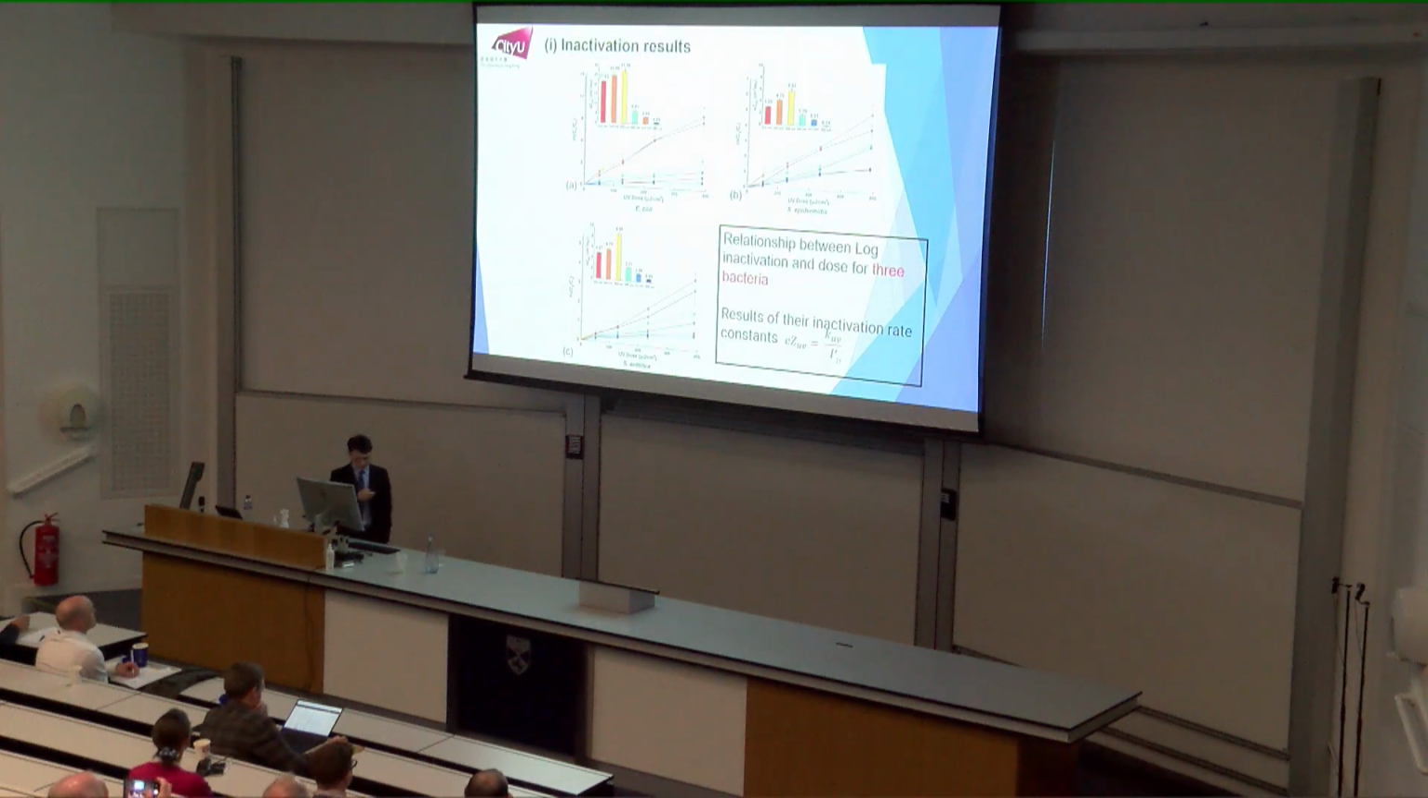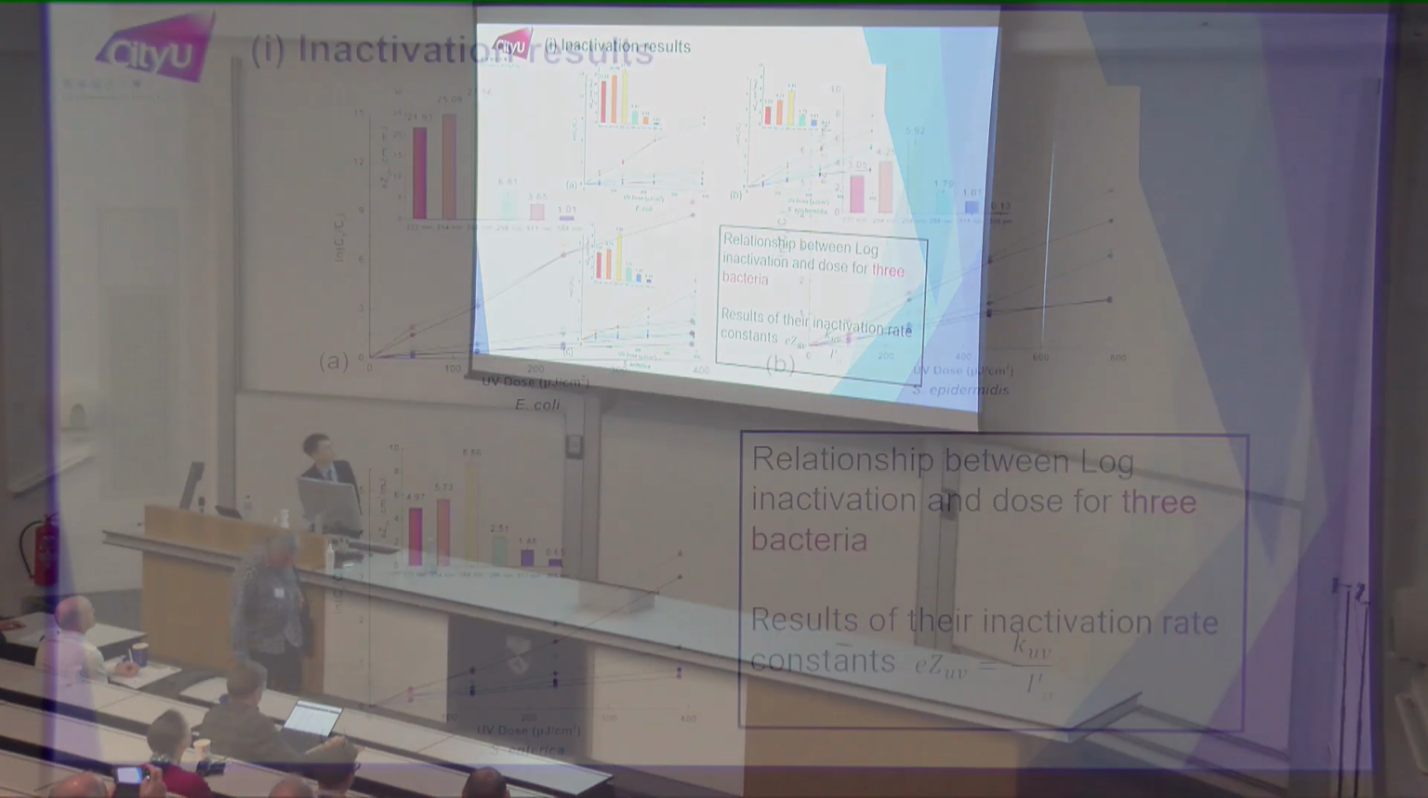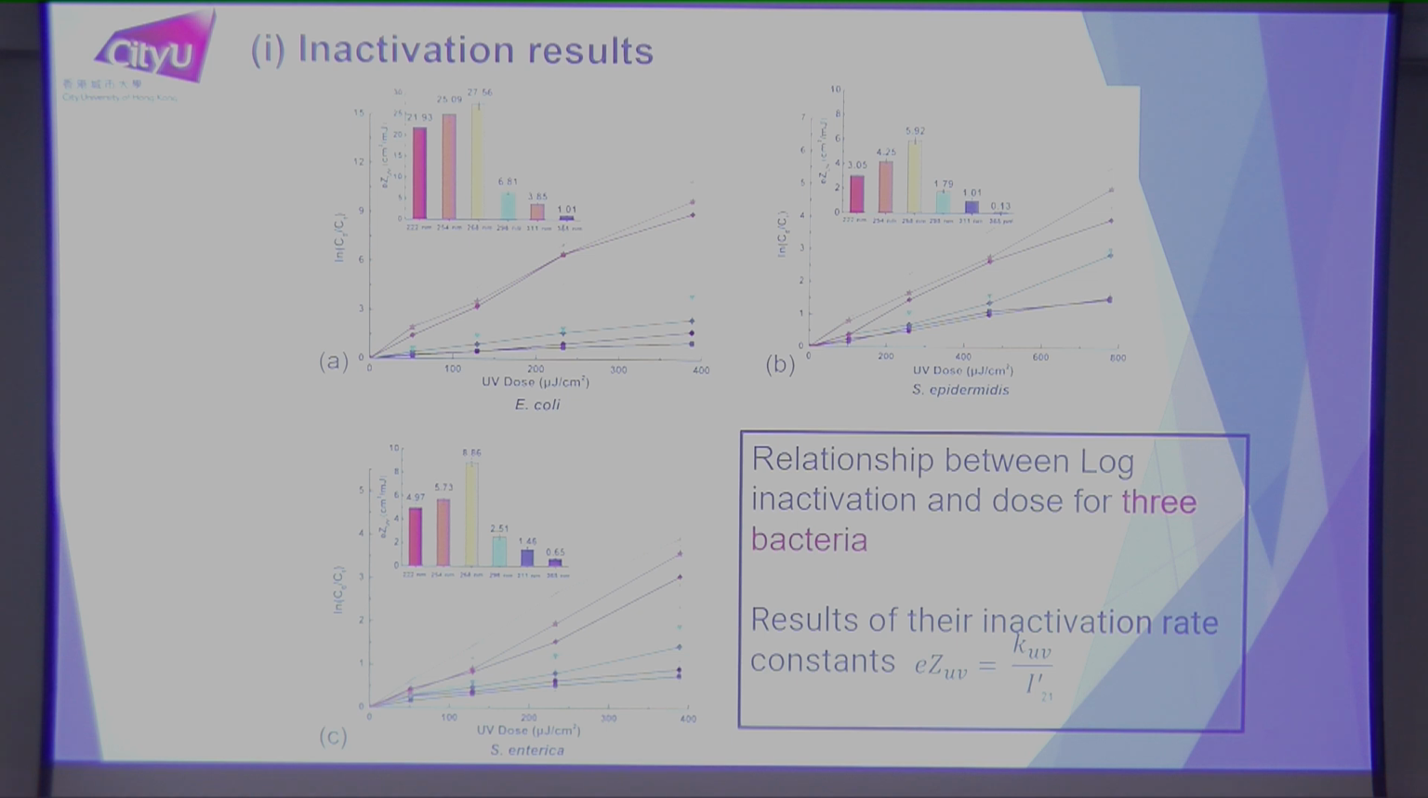Here are the results. This page shows the results for the bacteria. I tested 3 bacteria. The y-axis is the log, and the x-axis is the UV dose. And because I know the intensity, at the same time I can calculate the k value. It's shown here.